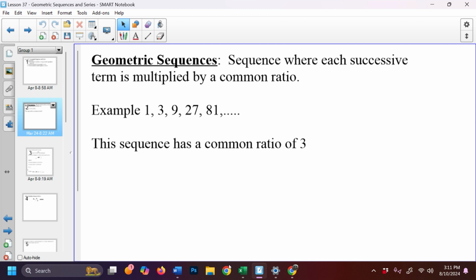Okay, let's start with a definition. A geometric sequence is a sequence where each successive term is multiplied by a common ratio. As an example, 1, 3, 9, 27, 81. This sequence has a common ratio of 3. 81 divided by 27 is 3. 27 divided by 9 is 3. 9 divided by 3 is 3. And 3 divided by 1 is 3. That is our common ratio.